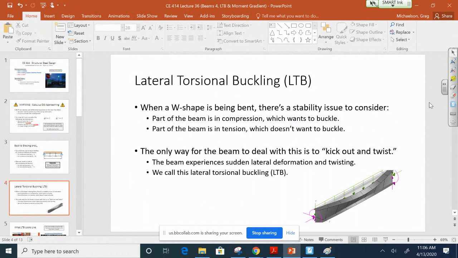But you don't have the whole thing in compression like a column. When you have a column, the whole section is in compression, so the whole thing wants to buckle. That doesn't happen here. Part of the beam wants to buckle, and part of the beam doesn't want to buckle. The way I like to describe it is the beam kicks out and twists, and it experiences a sudden lateral shift and this rotation, okay? Because it's deflecting laterally and twisting under a torsion, remember, torsion is what causes twisting, we have a name for this phenomenon. We call it lateral torsional buckling, or LTB.